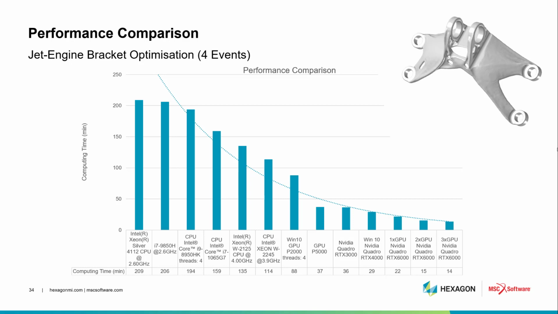And then we also set up different other optimizations with CPU and GPU calculation, which you can see evolved a lot regarding the time. So we went from 209 minutes to the first GPU, which took only 88 minutes, and up to a computer with 3 GPUs, which only took 14 minutes to calculate this model.